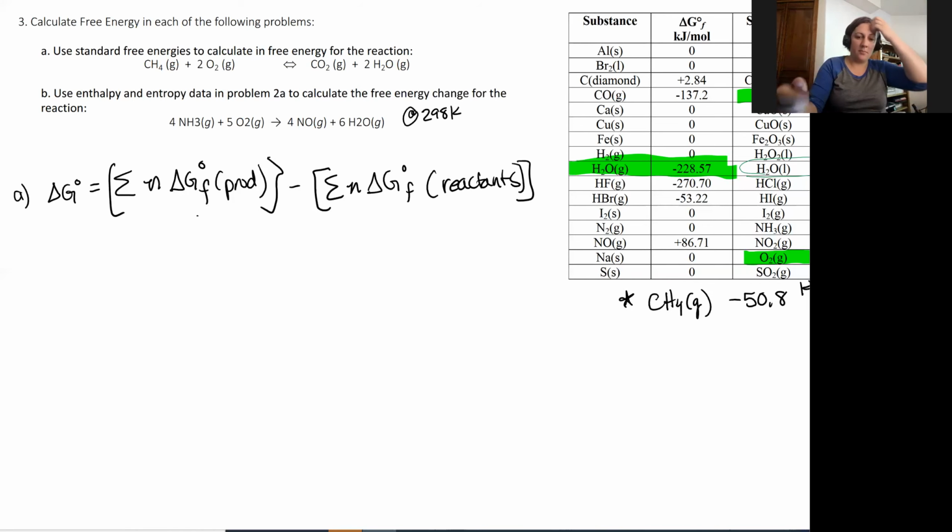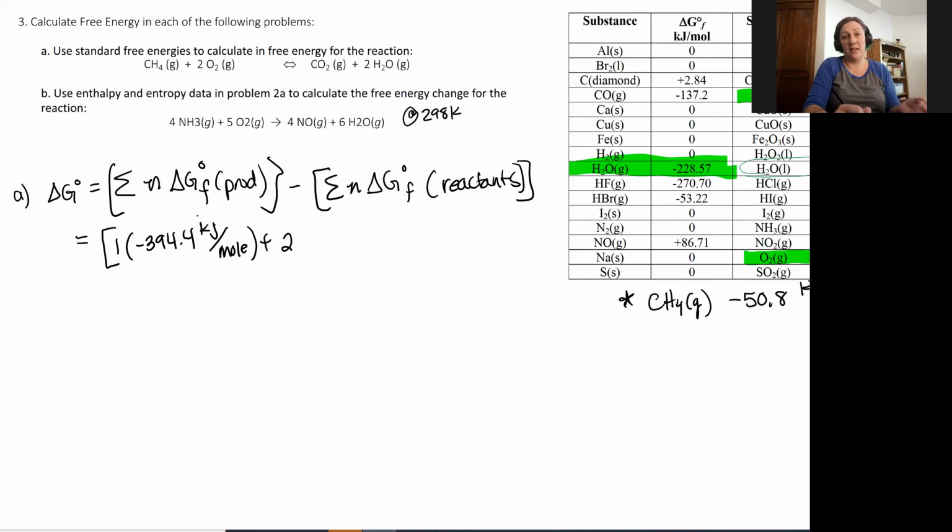Okay, so let's start moving numbers from our table over into our equation. Let's start with carbon dioxide. That's going to be 1 times negative 394.4 kilojoules per mole, since we only have a coefficient of 1. I'm going to add to that my water, which is going to be 2 times that standard free energy of formation, because we have a coefficient right here of 2. So our water in the gas state is negative 228.57 kilojoules per mole. And that's going to be the sum for my product component.